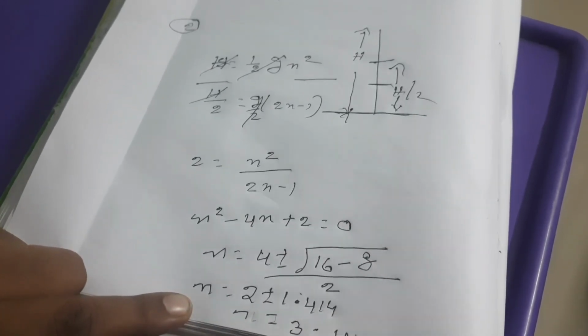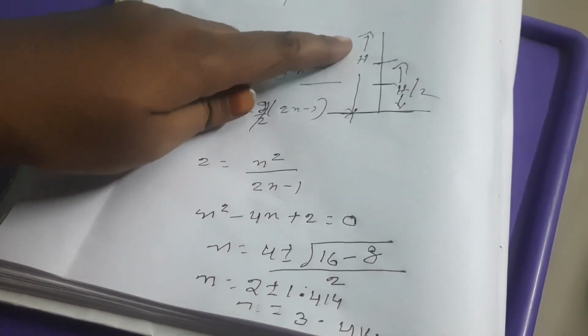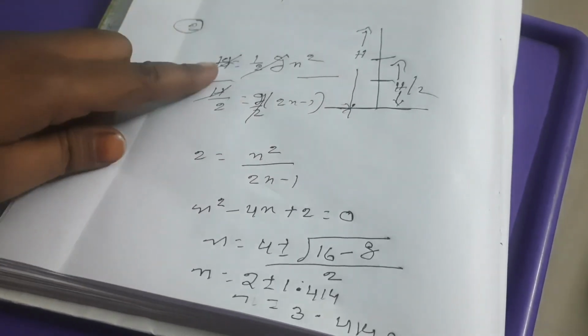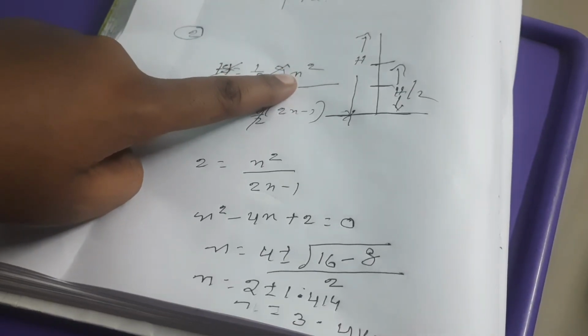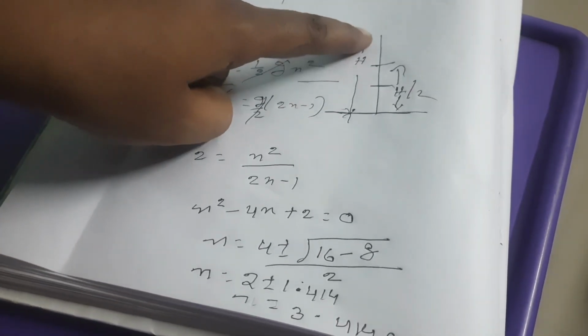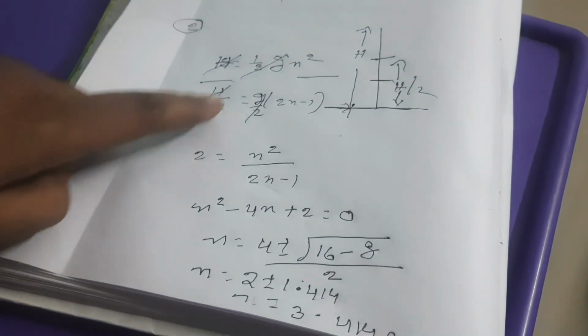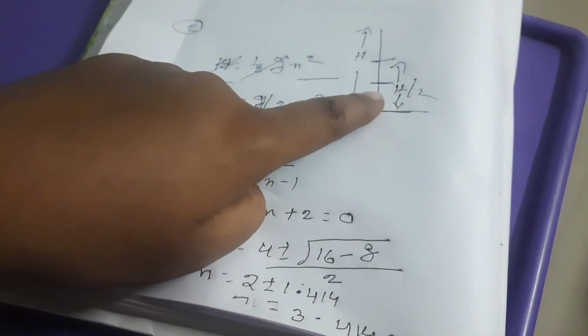3.414 seconds. So clearly look here, the given data is the body is freely falling from a height of how much? H. Freely falling body means h equals half into g into n square. N is the total time to reach from initial to final. Then second case, what they have given: in the last 1 second it is covering half of the height.